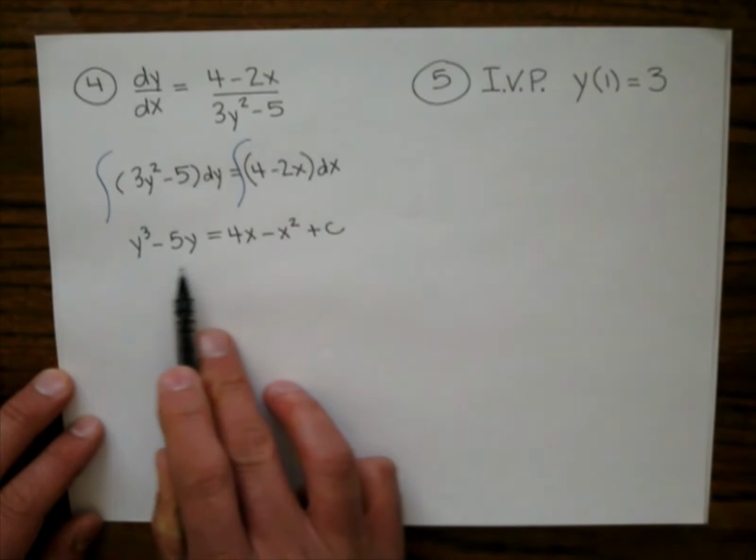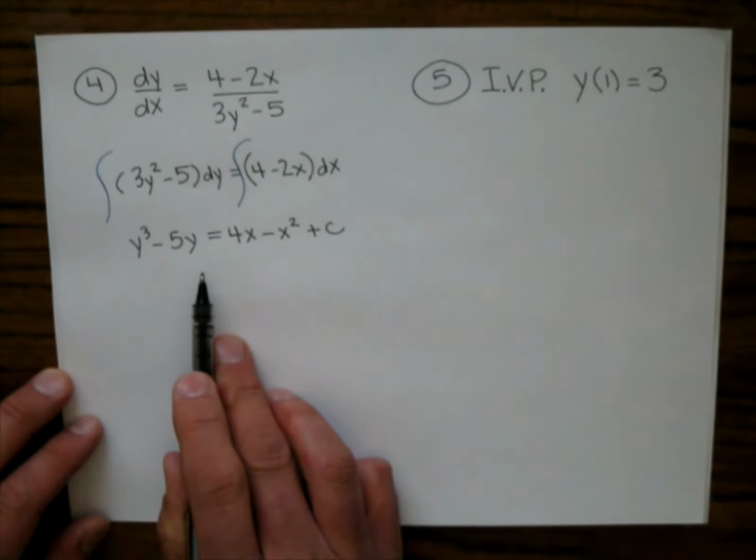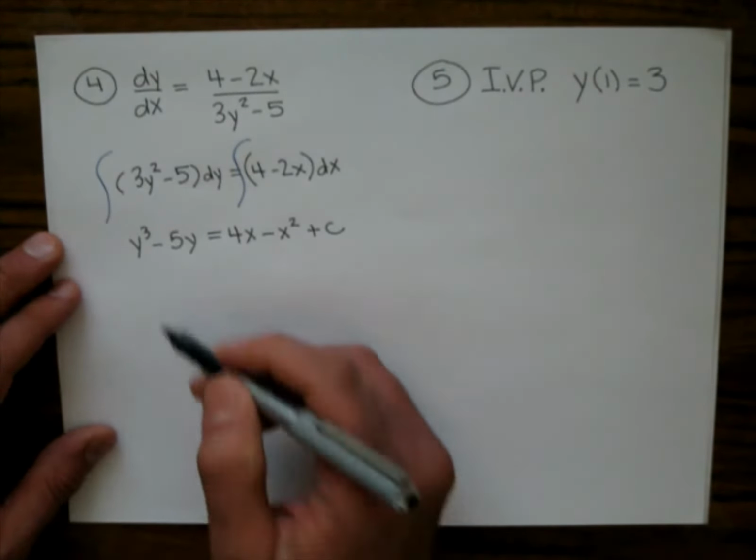So there's no way we can solve for y here. In your homework, you're going to want to solve for y whenever you can, but on this one, you simply can't. So this right here happens to be your solution. That's the solution to that differential equation.